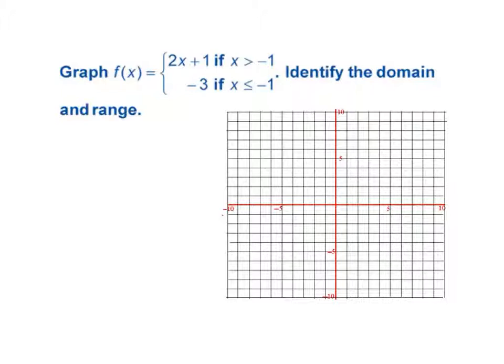Okay, I want you to copy this down in your composition notebook and graph it. I want you to try graphing it. It's a lot like the example that we did earlier in the video. So I want you to use the training wheels. I want you to go ahead and graph this equation. Identify the domain and range, and we will talk about it when you come to class. See you then.